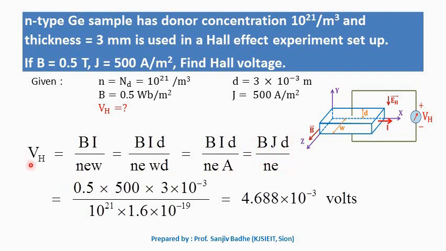We can calculate VH. B is 0.5 Tesla. J is 500 ampere per meter square. D is 3 millimeters, that is 3 into 10 raised to minus 3 meters. N is 10 raised to 21 per meter cube, and E is 1.6 into 10 raised to minus 19. So we can do the calculation with the calculator, and VH can be obtained as 4.688 into 10 raised to minus 3 volts. So 4.688 millivolts is the answer.